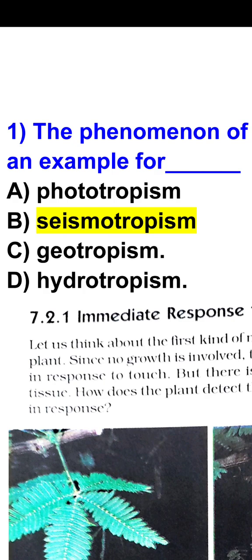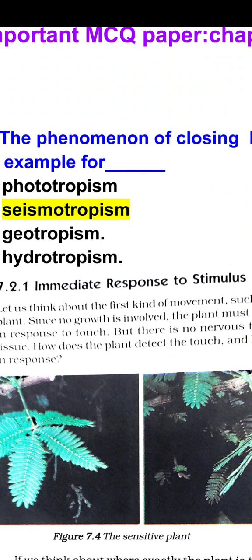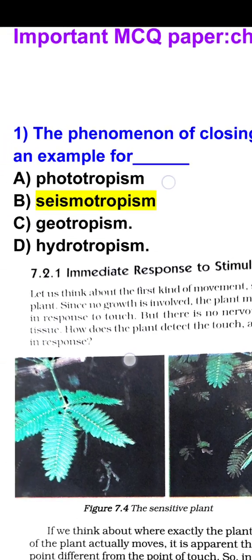Now, how is it different from the other tropic movements such as phototropism, geotropism and hydrotropism? All these three tropic movements as well as the chemotropic movement, they are associated with the growth of the plant. A particular part may grow or the whole plant may grow towards the stimulus such as light, gravity, water as well as some chemicals. But seismonasty is an immediate response. It doesn't involve the growth movements in the parts of the plant.